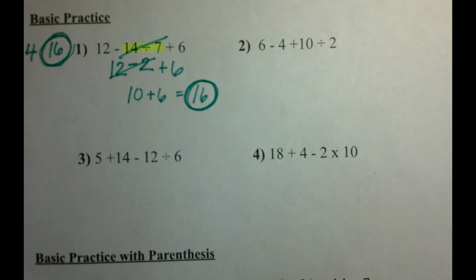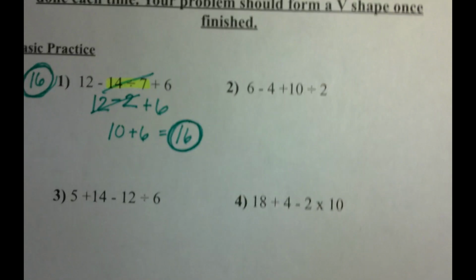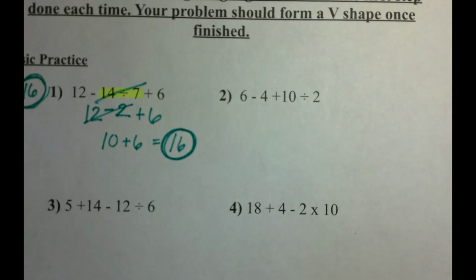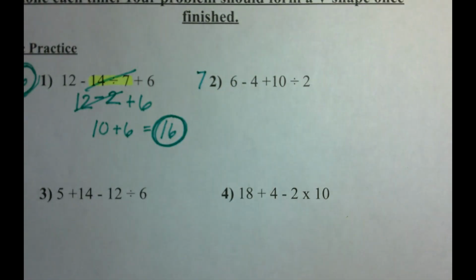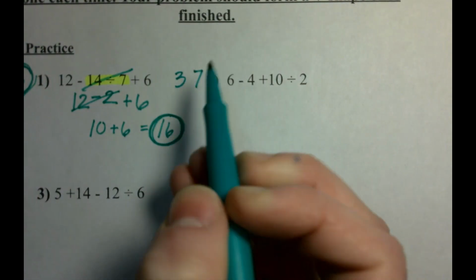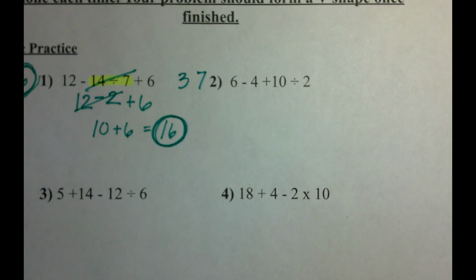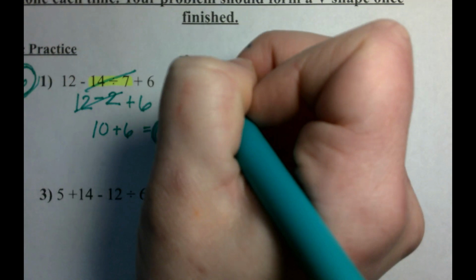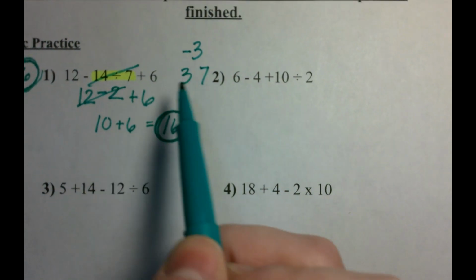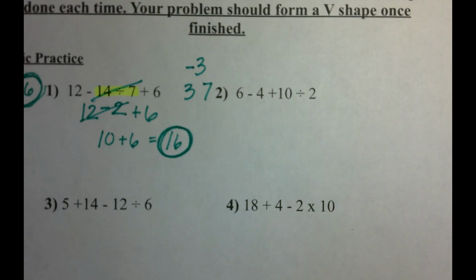And let's look at number 2. Is it 7? Did anybody get a different number than 7? I got 3. So 7 and 3. Any other answers? I got negative 3. So negative 3, positive 3, and 7. Anything else?